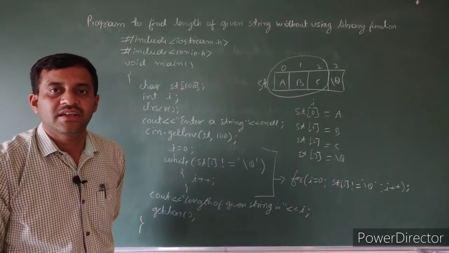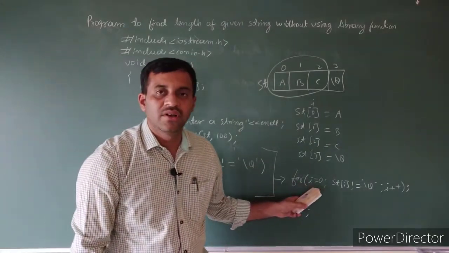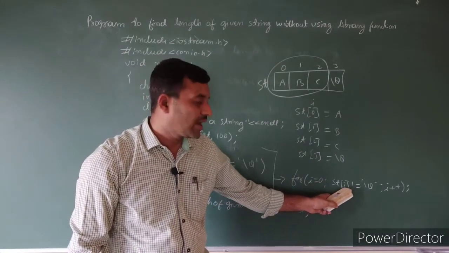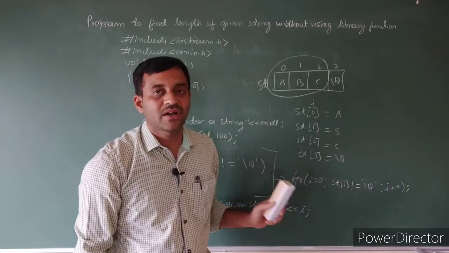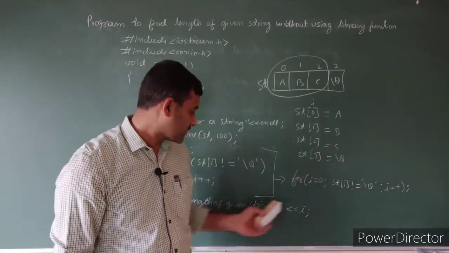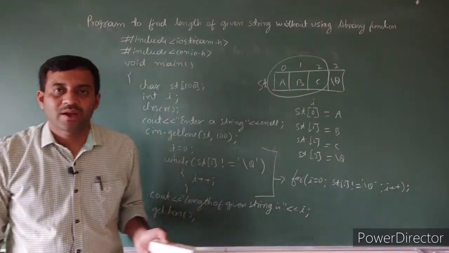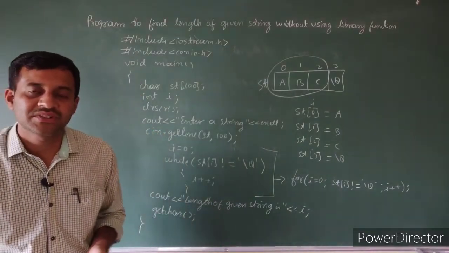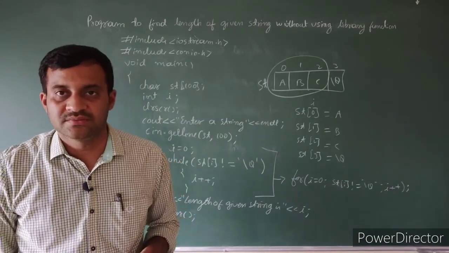We have to represent it in a single line. So i equals 0, condition st of i is not equal to the null character, i plus plus. Here the for loop must terminate. After that we have to display the i value. It is a program to find the length of a given string without using a library function.